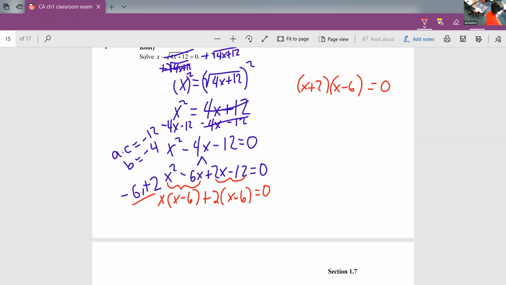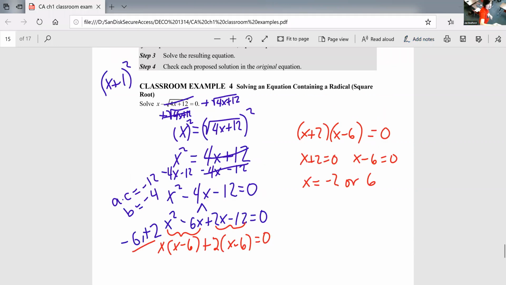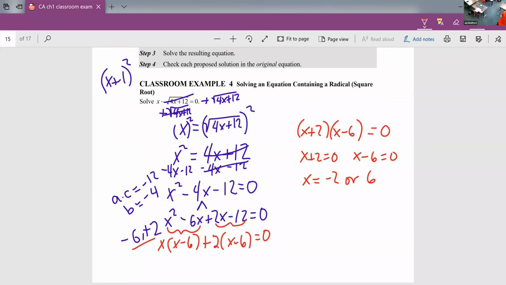Set each parentheses equal to 0. So x plus 2 equals 0, x minus 6 equals 0. So what are my values x could be? -2 or +6, right? Okay. Am I done? So check each proposed solution. I have to check each proposed solution. Look right here. Check each proposed solution in the original equation. This is definitely my solution set for x squared minus 4x minus 12.